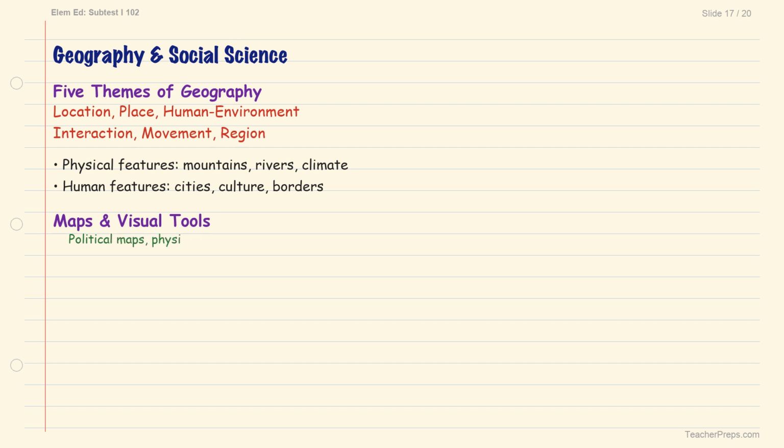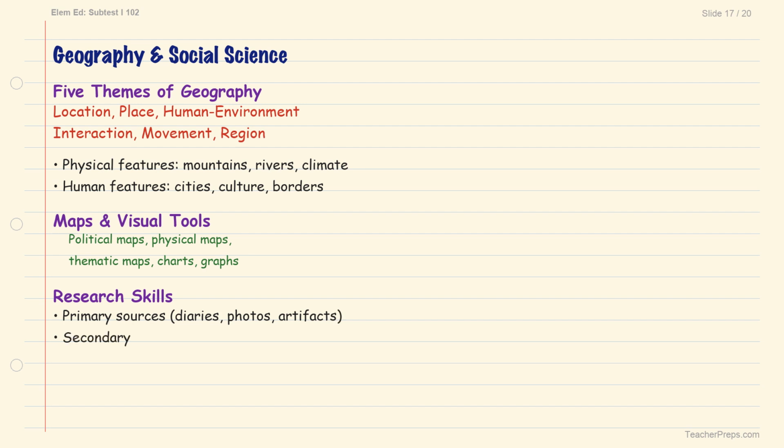For social science research, primary sources are first-hand accounts like diaries, photographs, and artifacts. Secondary sources analyze events after the fact, like textbooks and encyclopedias. Population trends, migration patterns, and networks of economic interdependence are also key topics. Remember that using maps, charts, and visual tools to locate and interpret information is a testable skill on this exam.